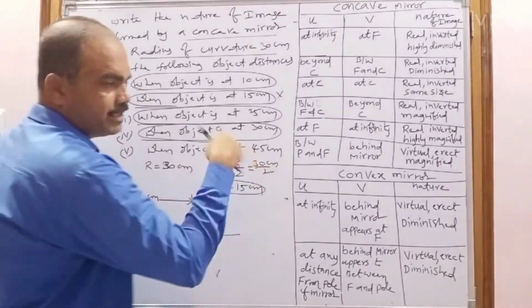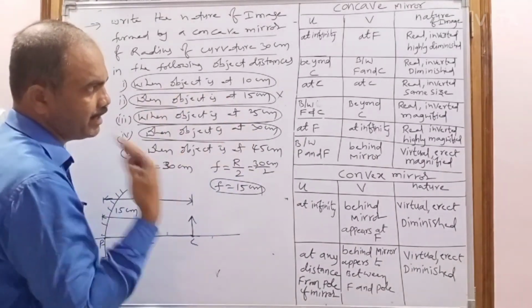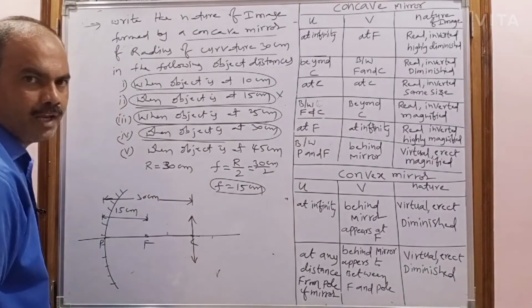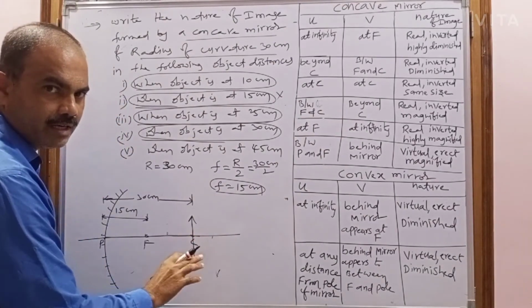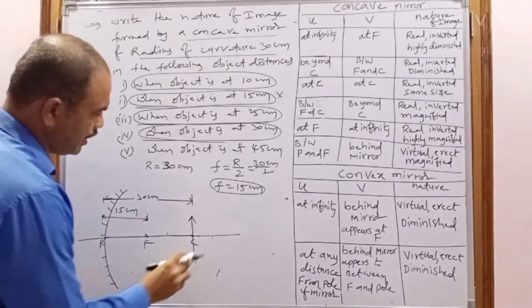So now when the object is at C, you know the different types of images formed by the concave mirror. You can guess: when the object is at C, the image is also formed at C. It is real, inverted and the same size. So you can draw the corresponding diagram. And next one.